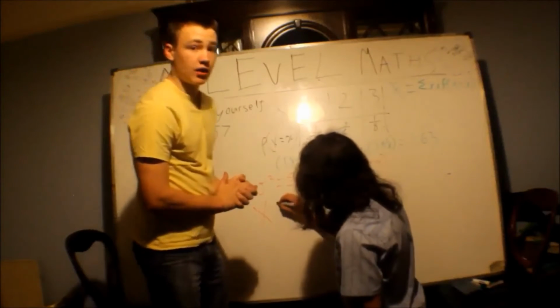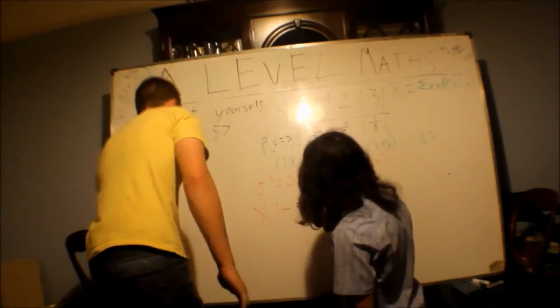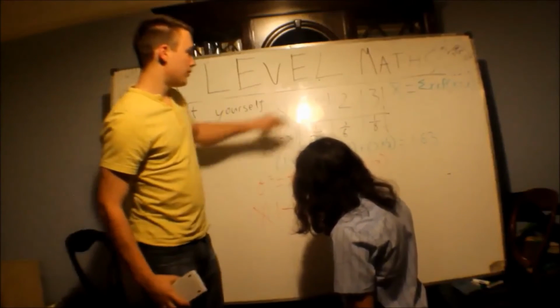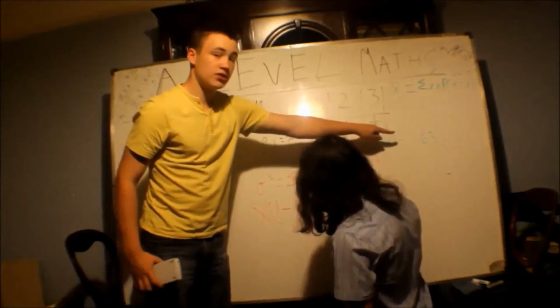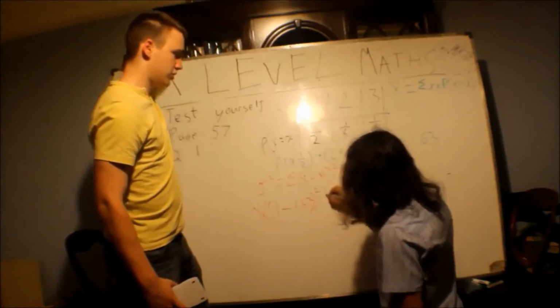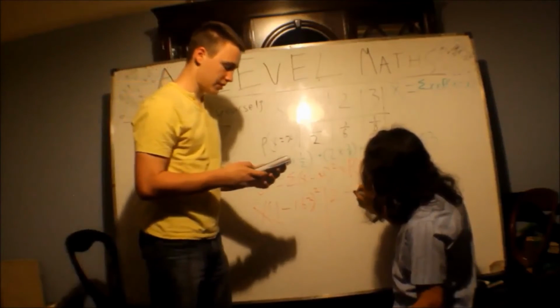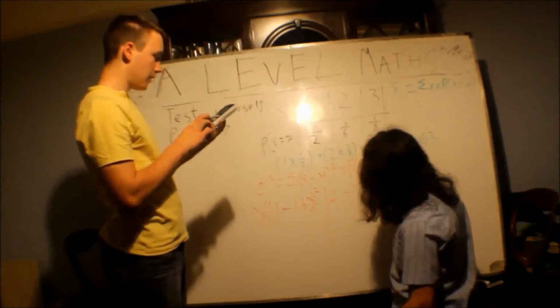So first he's going to write out what's happening. I'll get the calculator and do it. So we're going to have 1 minus the mean, 1.63 squared, 2 minus the mean, so on and so forth. So I'll do that right now.